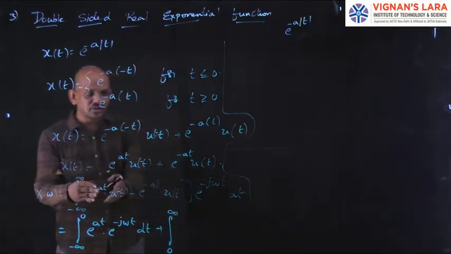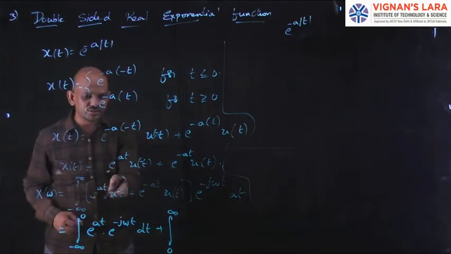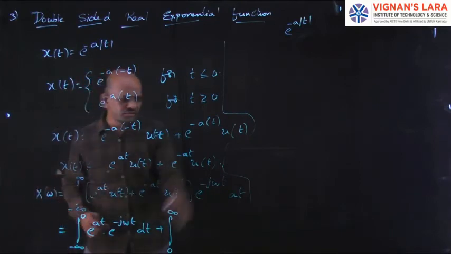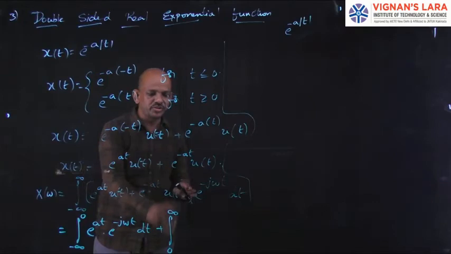I won't consider this one because from 0 to infinity the value of this one is 0. 0 to anything is 0. So 0 into this one is also 0. So no need to consider this one from 0 to infinity. I will consider only this one.